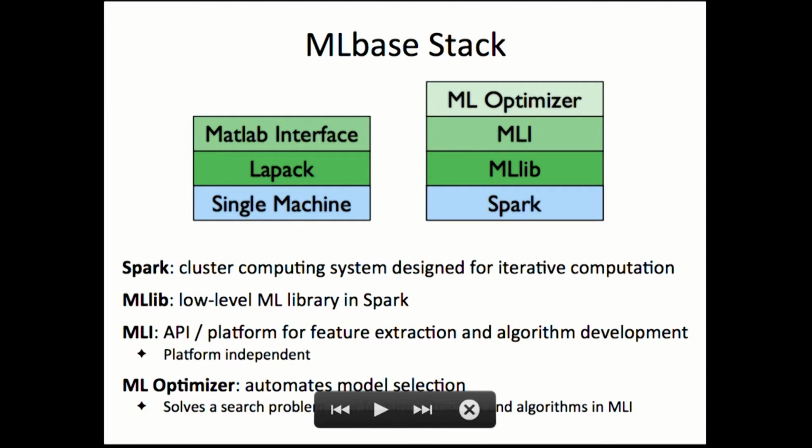as evaluation of models. And again, the idea is that MLI and the next part on top of that are also both supposed to be platform independent. So the idea is that in the future, one day you can move to another system if you wanted to.